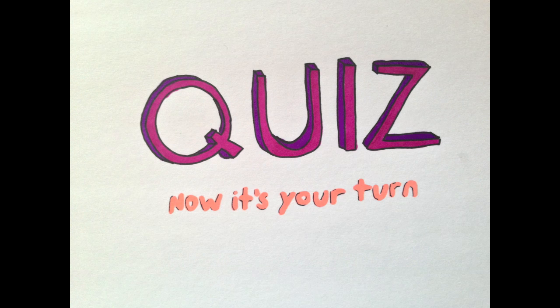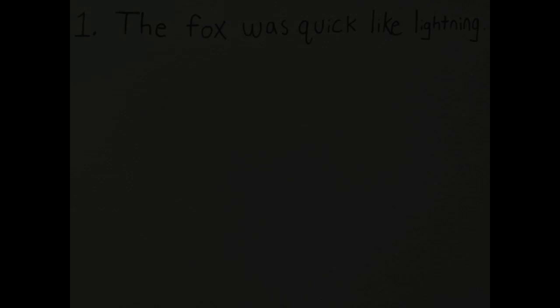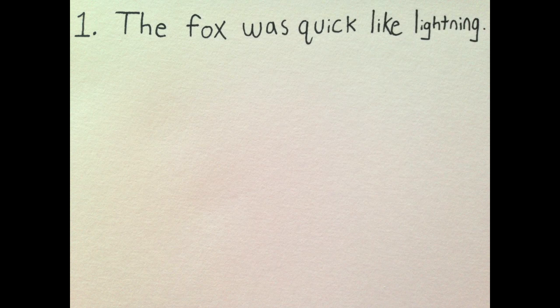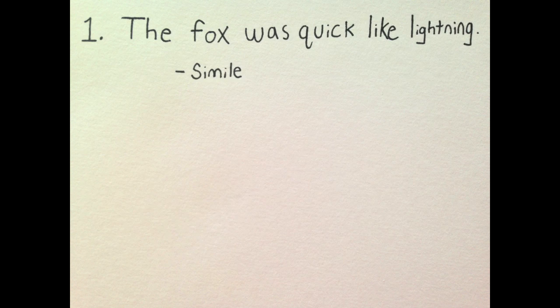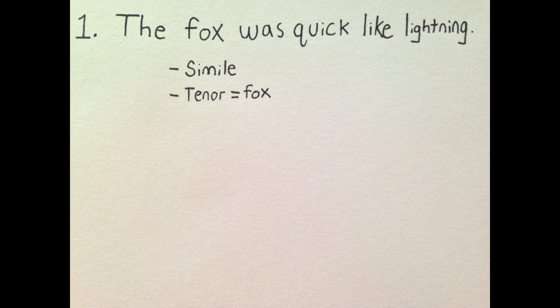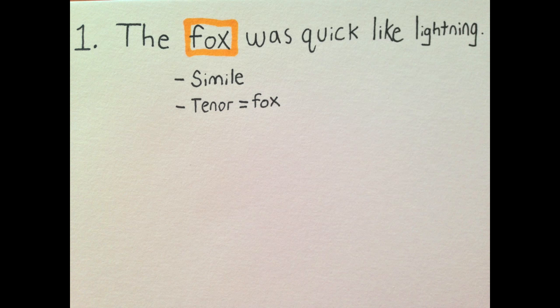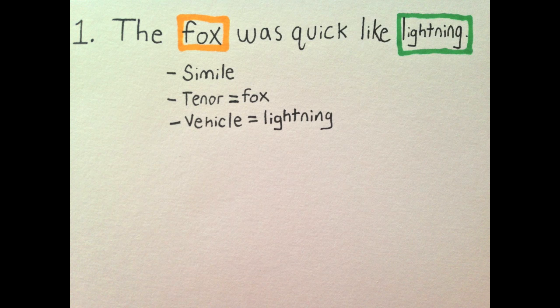Now it's your turn. See if you can identify the type of comparison being made, the tenor and the vehicle. Feel free to pause the video to give yourself time to answer the questions. Number 1. The fox was quick like lightning. This is an example of simile. The tenor is the fox, and the vehicle is lightning.